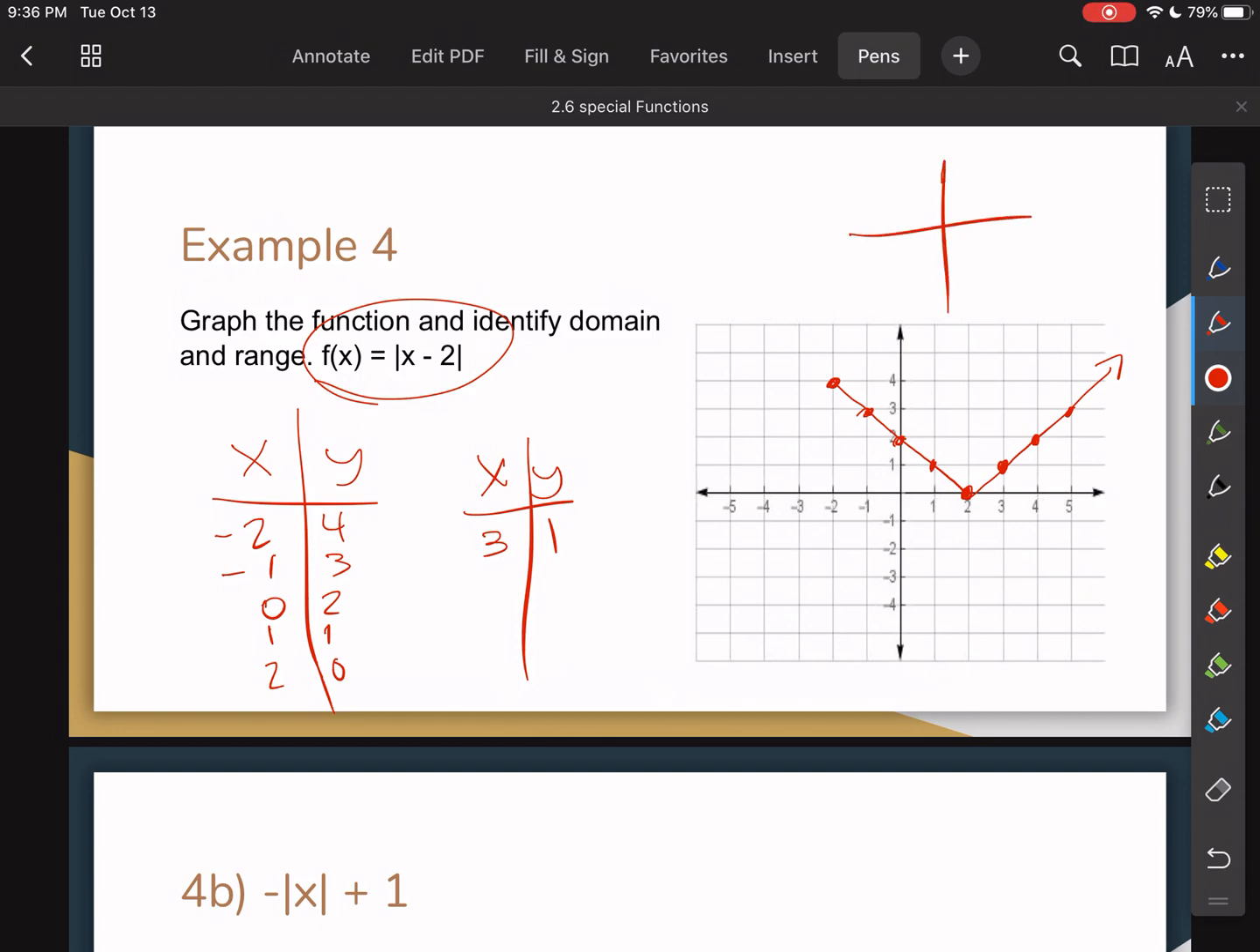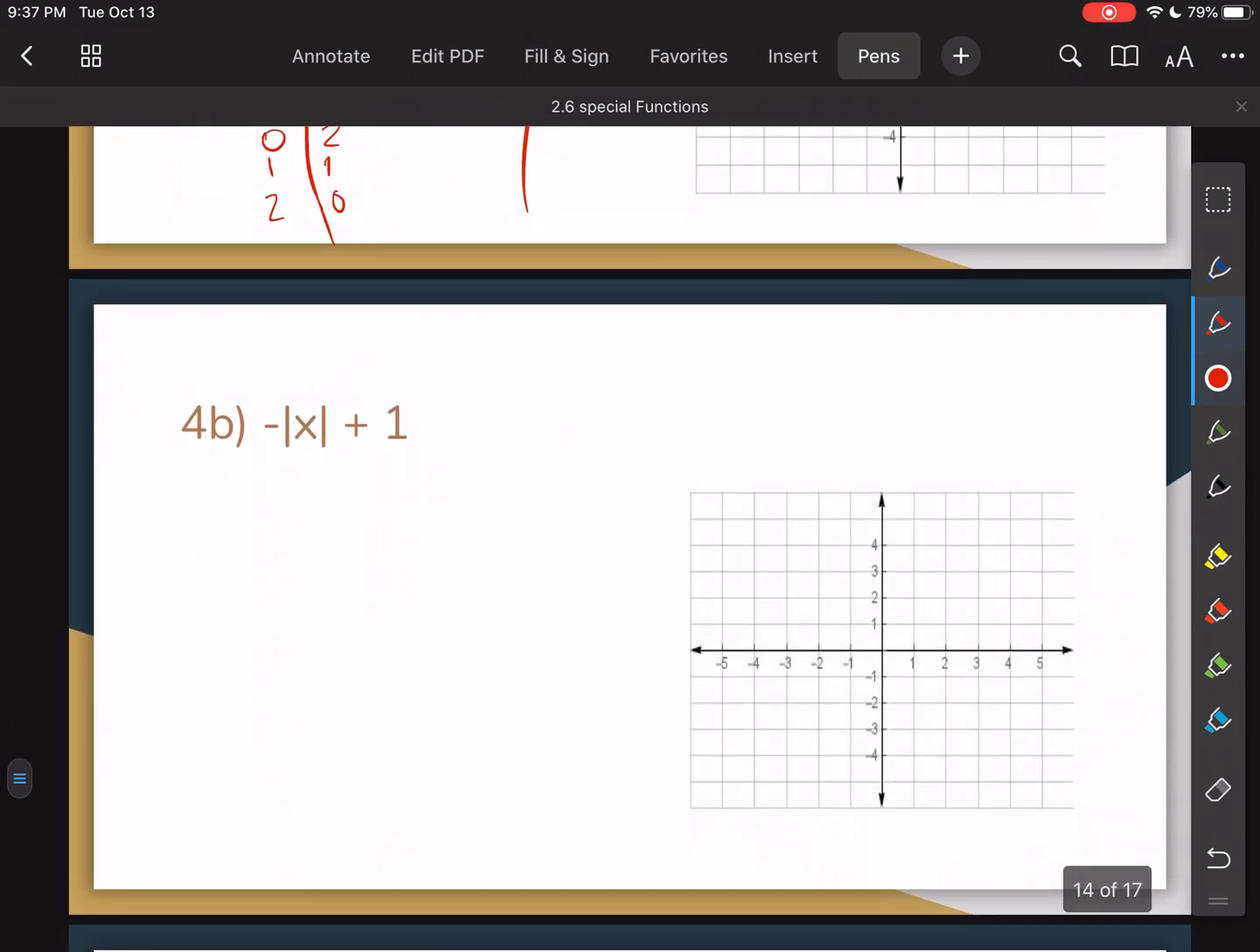Notice the parent function always starts in the middle. Since the -2 happened inside of the absolute value sign, it shifts the whole graph left and right. Okay, so if it's a subtraction here, what makes x minus 2 go to 0 is actually +2. So the whole graph shifts to the right 2 places. And we'll talk more about transformations later. But we did talk some about those in Algebra 1.